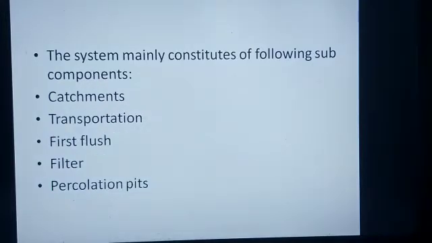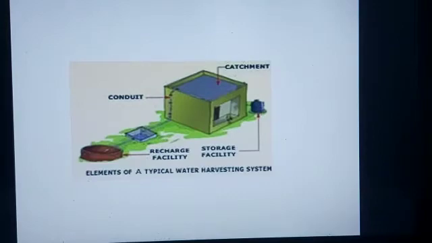The rainwater harvesting system contains these various components. The first component is catchment, second is transportation, third is first flush, fourth is filter and fifth is percolation pit. Now here you can see a model of the rainwater harvesting system. Here it is a rooftop harvesting system.